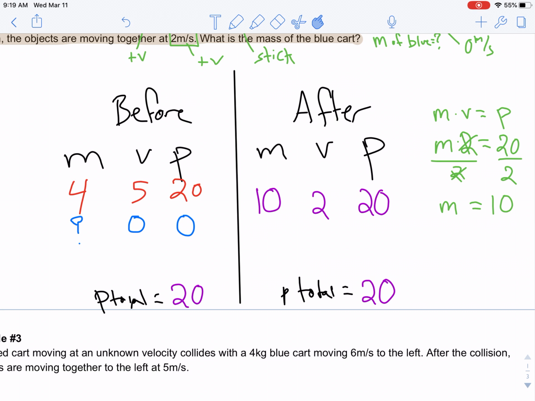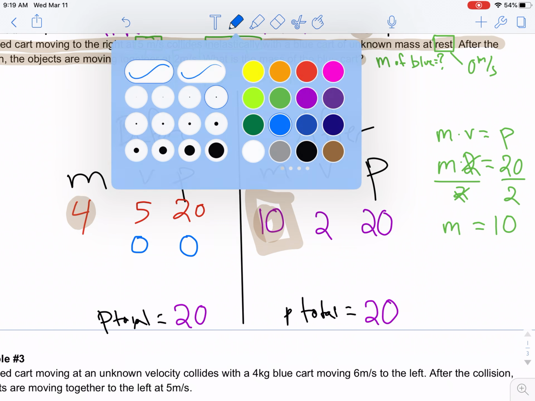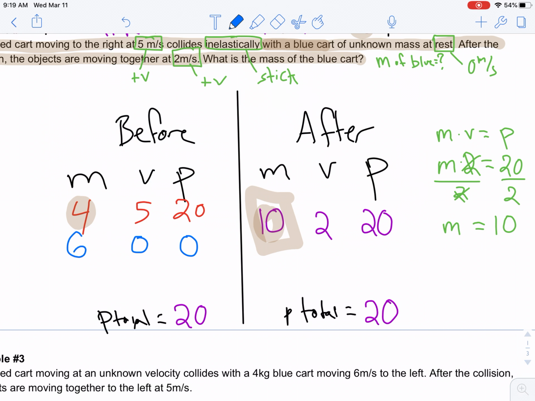But you would be wrong, because it's not the mass of the blue car that you just solved for. You just solved for the mass of the system after the collision. You know the mass of the red car. So if the mass of both of them together is 10, and the mass of the red car is 4, then the blue car's mass is whatever's left over. So the mass of the blue car is 6.